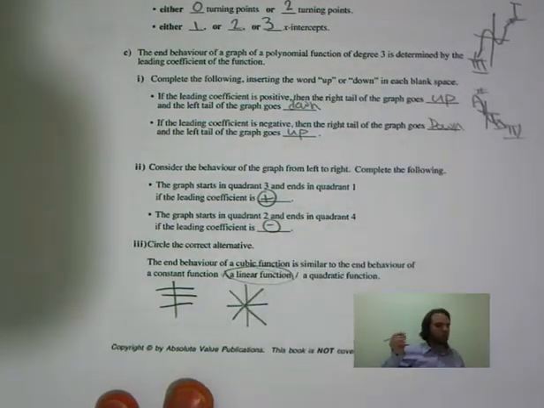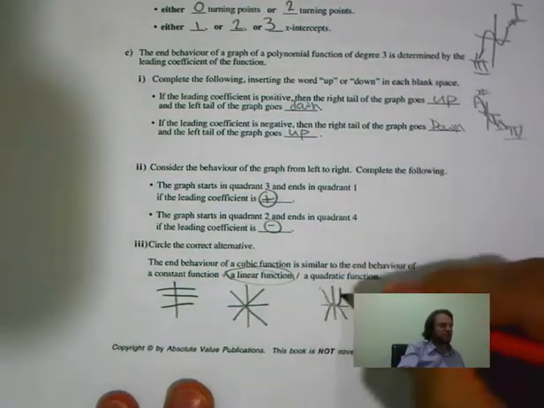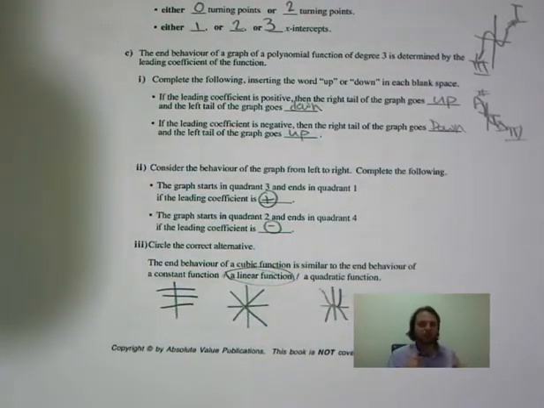What about a quadratic function? Well, quadratic functions are either happy face or frown face. So it starts and ends completely different. So it's most similar to a linear function. All right?